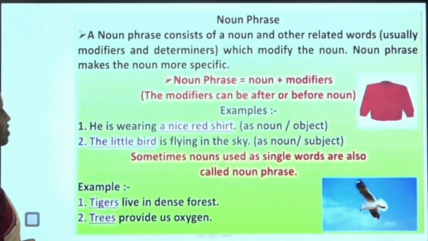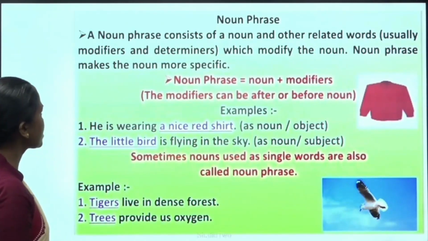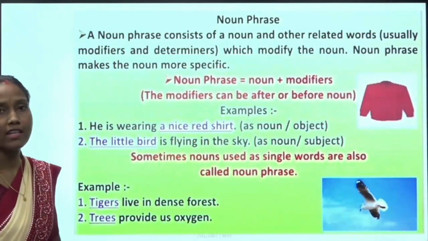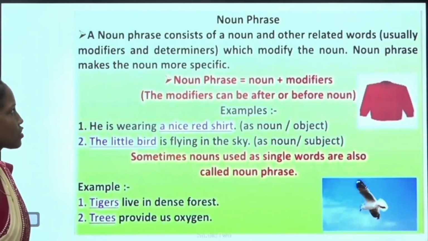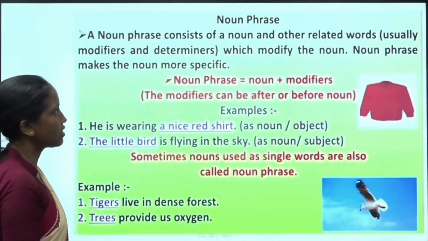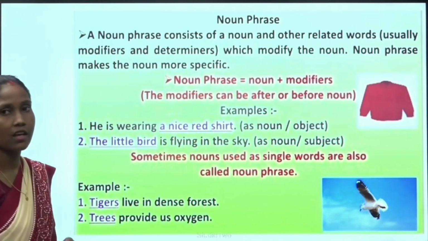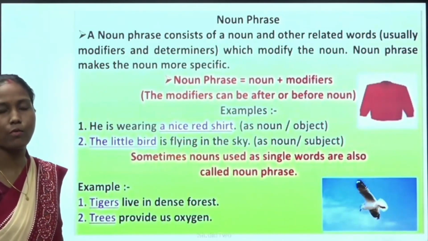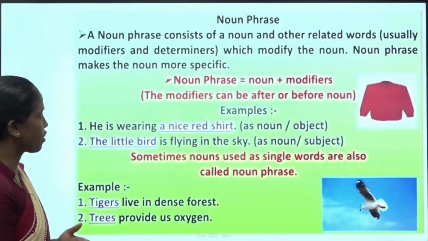A noun phrase consists of a noun and other related words, usually modifiers and determiners, which modify the noun. A noun phrase makes the noun more specific. I repeat, a noun phrase consists of a noun and other related words, usually modifiers and determiners. Yes, students, you must be thinking what are modifiers and determiners. Yes, we will learn later on.